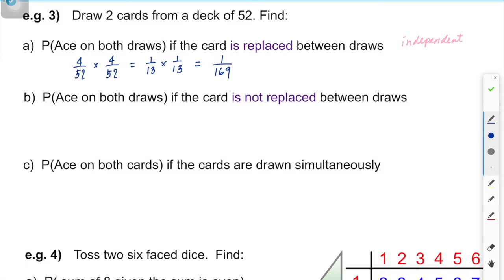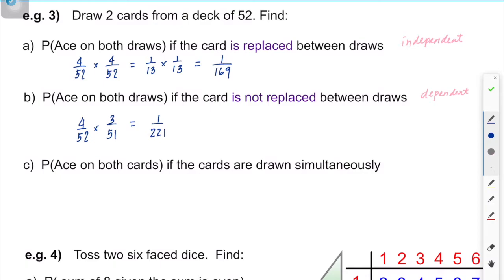Part B. This time, we're not replacing the cards between draws. It's pretty obvious now that after I pick the first card, I'm going to have 1 fewer card in the deck. That means the second draw will be affected. So these are dependent events, and as such, the probability will be 3 out of 51 for the second card. This works out to 1 out of 221.